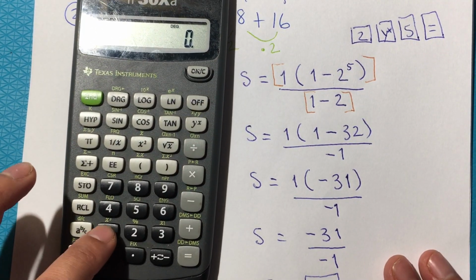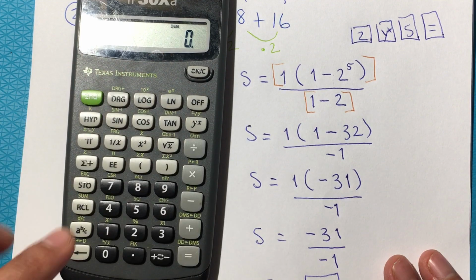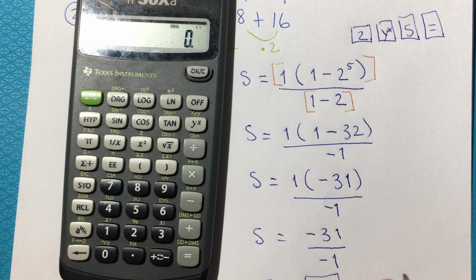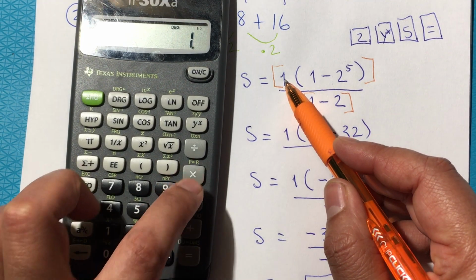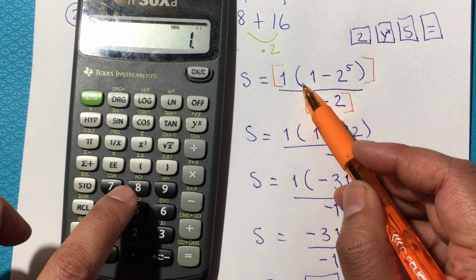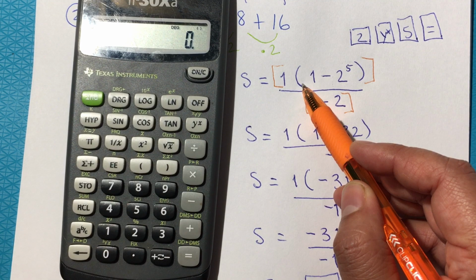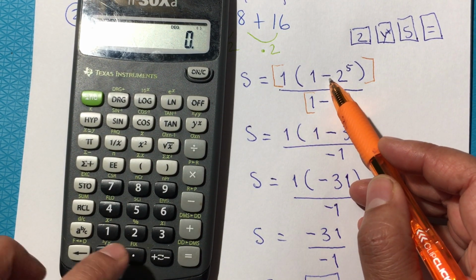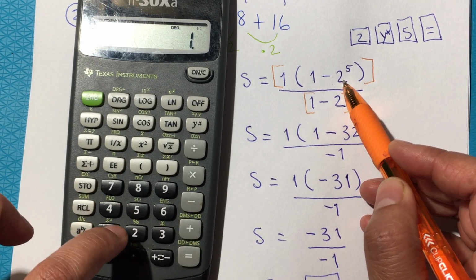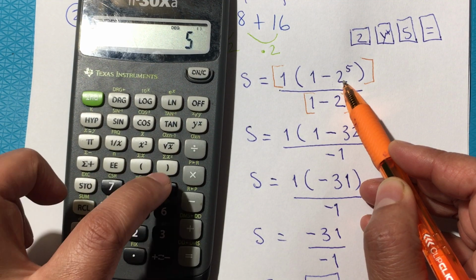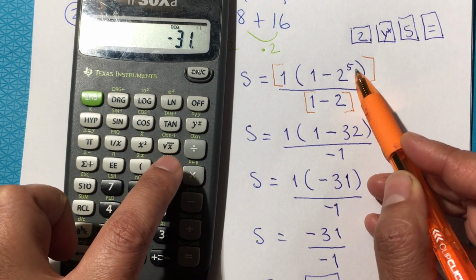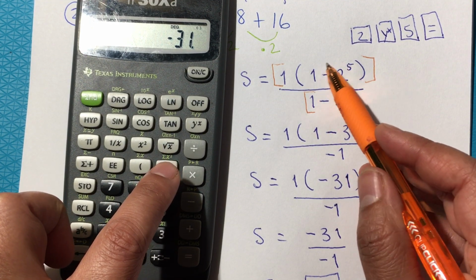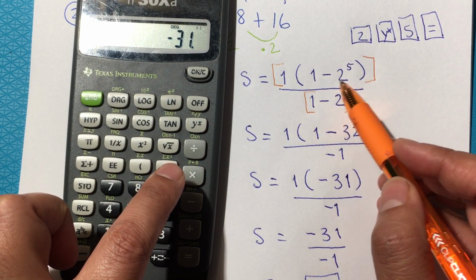Okay. So I need to open parentheses. 1 times, open another parenthesis, 1 minus 2 to the 5th power, close parentheses. That just gave me this. By closing the parentheses, it gave me the negative 31 from here.